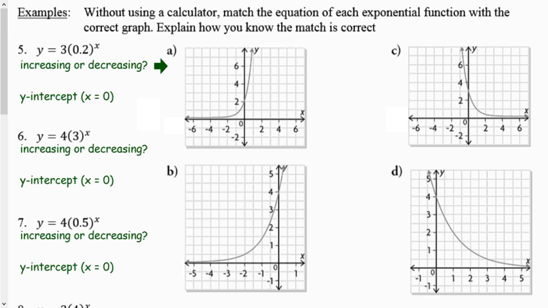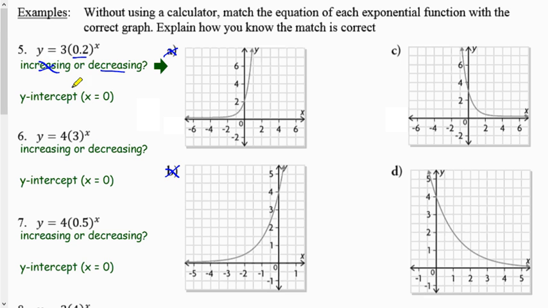So question number 5. Let me start by looking at the b value. Here my b value is 0.2. That's between 0 and 1, which means my graph is going to be decreasing as I go from left to right. So I don't want increasing, I want decreasing. So it's not going to be A. It could be C, it's not going to be B, but it could be D. So I've narrowed it down to C or D as my options for question number 5.